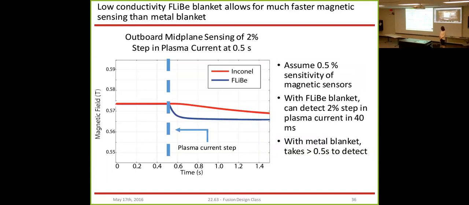So you see on this plot here, the dotted line shows where we've stepped the plasma current. The red line is the signal you detect with an Inconel blanket, and the dark blue line is with the FLIBE blanket. You see the signal gets much, much more quickly to your sensors if you have a FLIBE blanket. In particular, it's about 40 milliseconds, but with a metal blanket, it's going to take at least half a second before you can pick up the change.